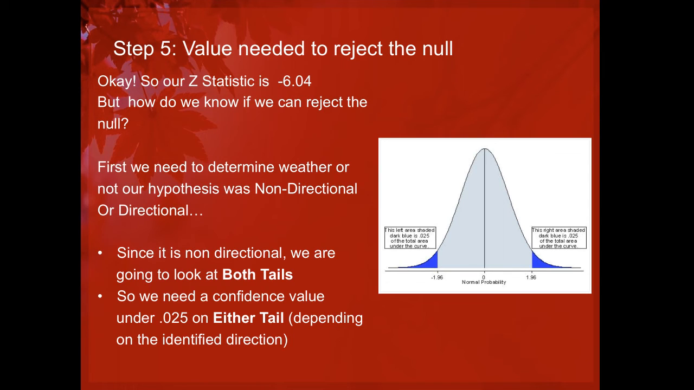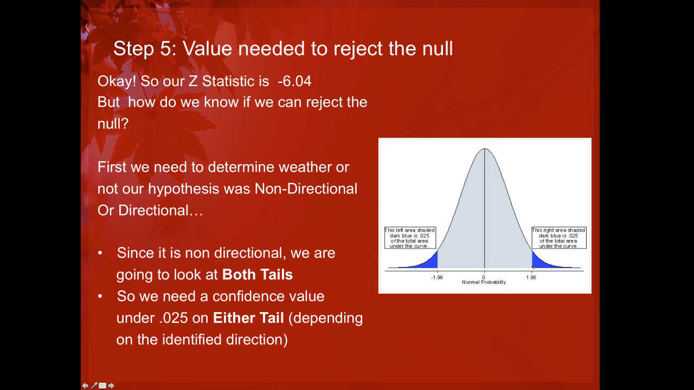Since it is non-directional, we have to take into consideration both sides of the curve, so we have to split the alpha level. Each side will get 2.5%, right? 2.5% and 2.5% is 5% total. Now what I want you to do is go to your z-table and find the z-score that corresponds to a 47.5% area, which is from here to here.